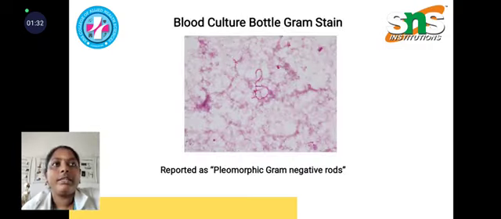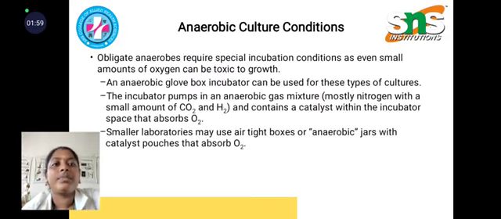While performing the Gram staining on his sample, from his sore throat, it was found to be pleomorphic Gram-negative rods. These are the Gram staining results, which indicate the presence of Gram-negative rods. They appear red or pink in color, which indicates Gram-negative rods.